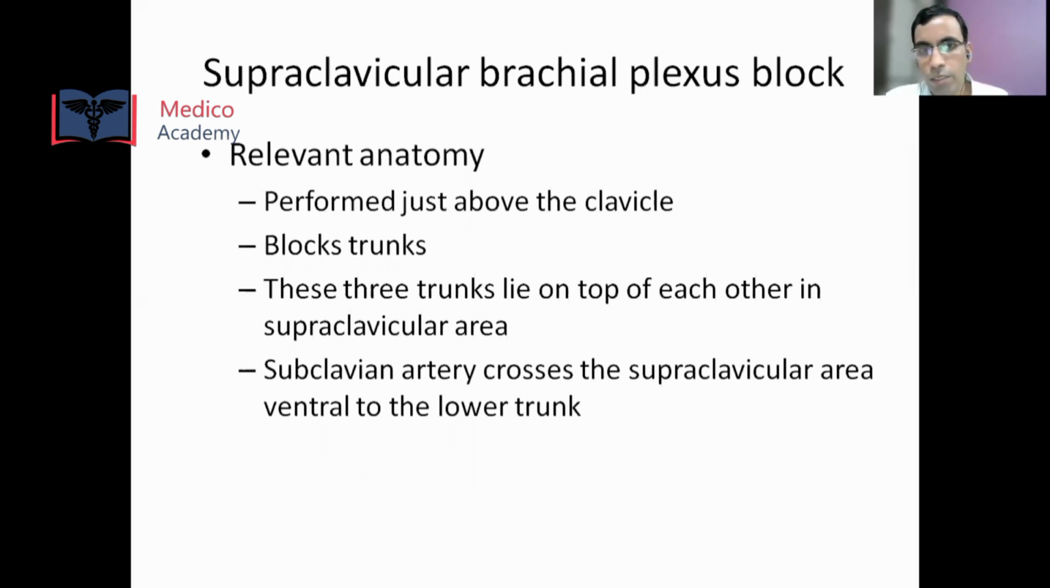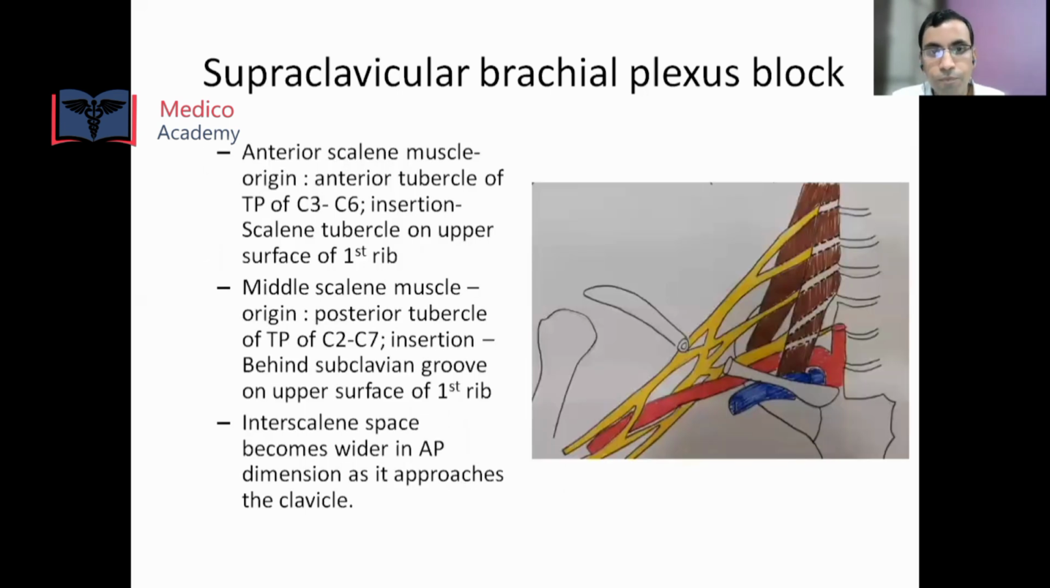Coming to the anatomy, it is performed just above the clavicle. It blocks the brachial plexus at the level of trunks. These three trunks lie on top of each other in the supraclavicular area. Subclavian artery crosses the supraclavicular area ventral to the lower trunk.